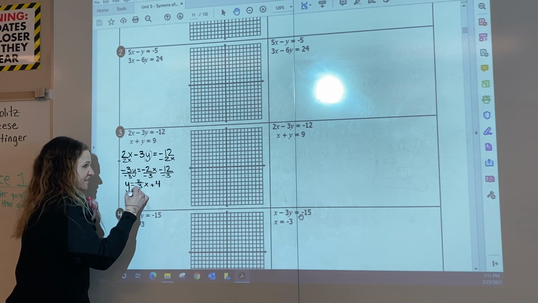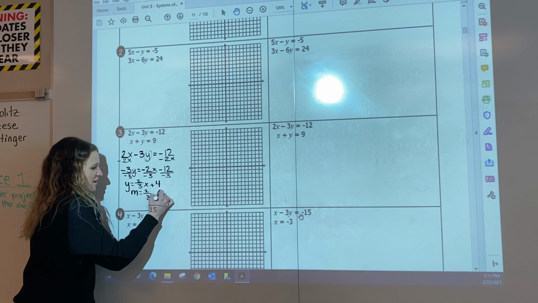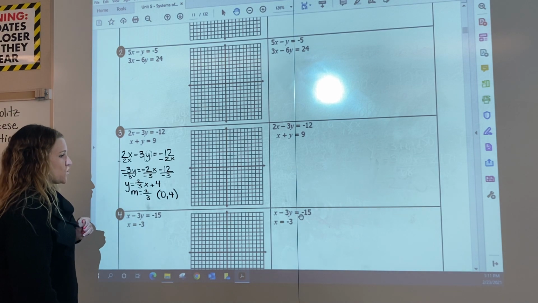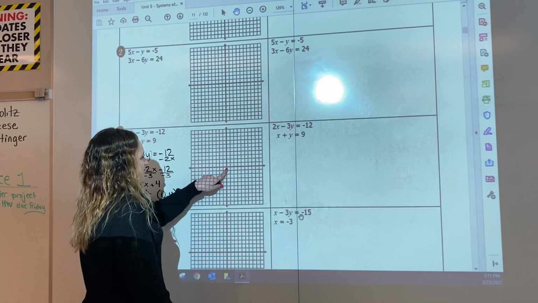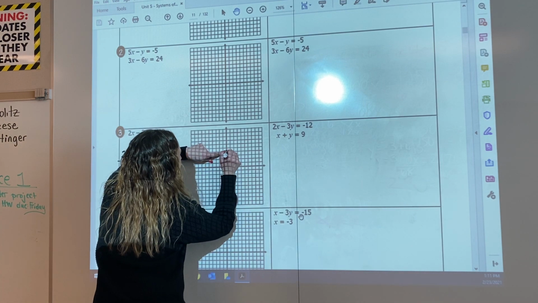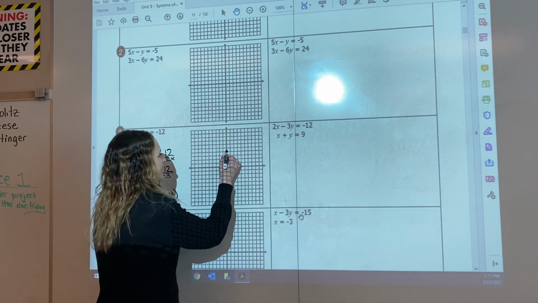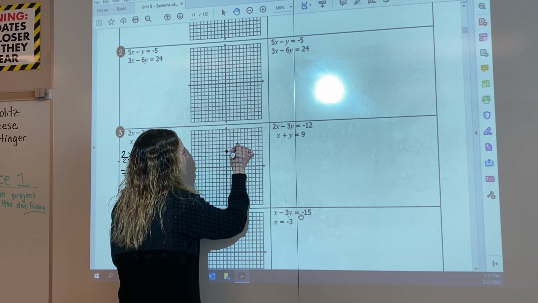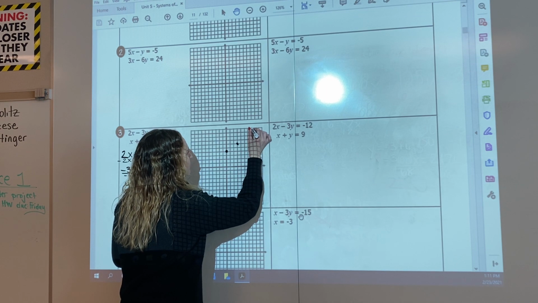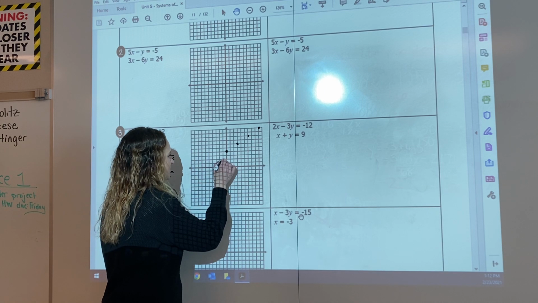So the slope of this line is going to be 2 over 3. My y-intercept, or where I should start, is going to be (0, 4). I'm going to put that on first. So 1, 2, 3, 4 from the origin. Then from there, I'm going to use my slope: up 2, to the right 3. I'm going to do the reverse as well: down 2, to the left 3.